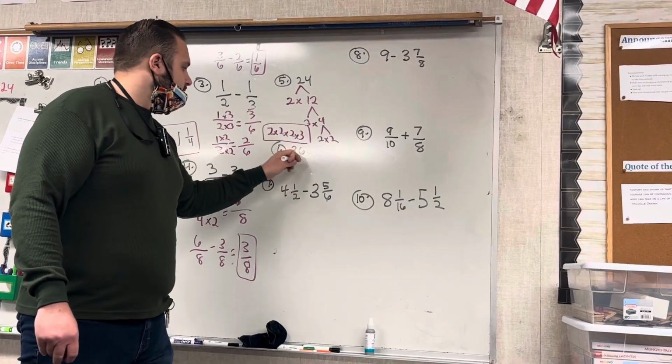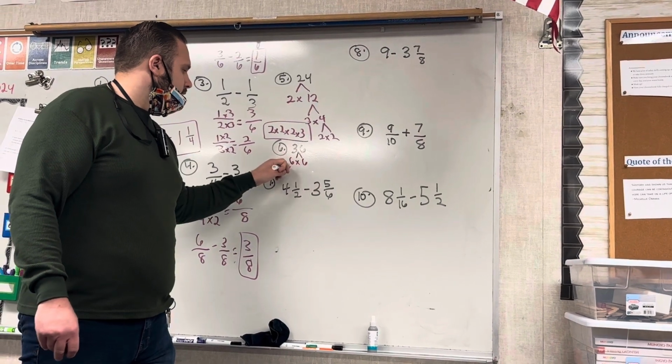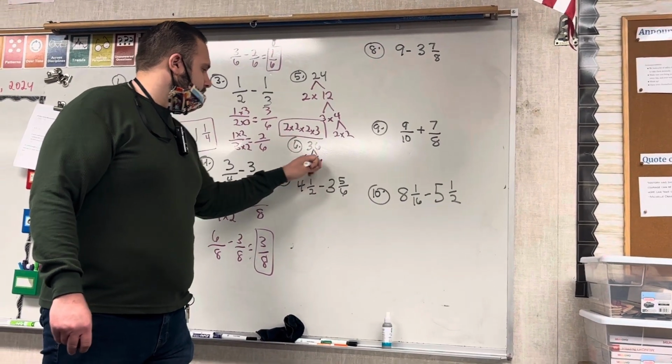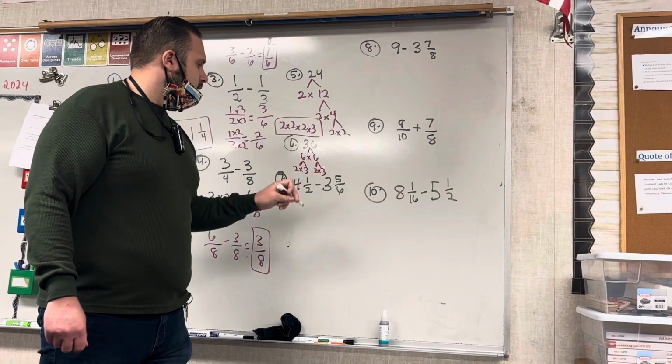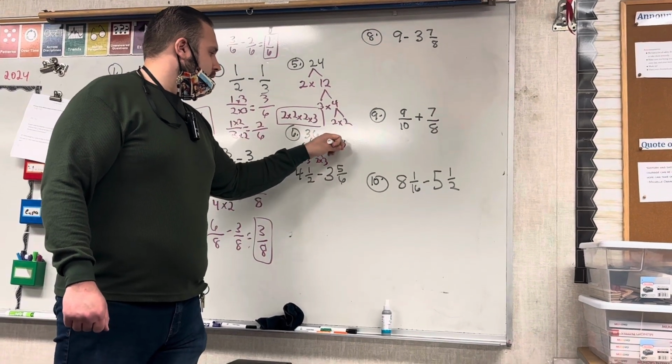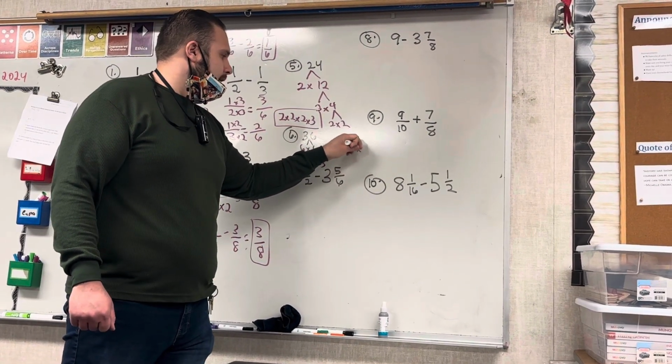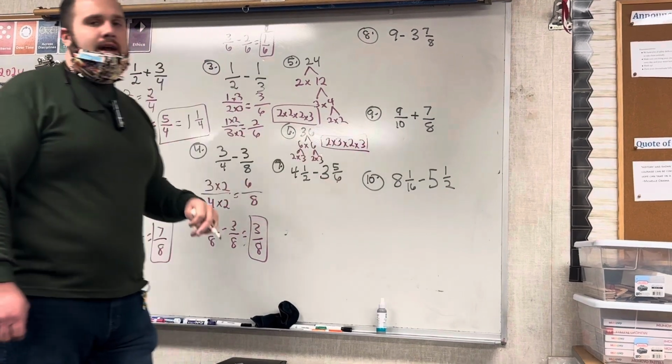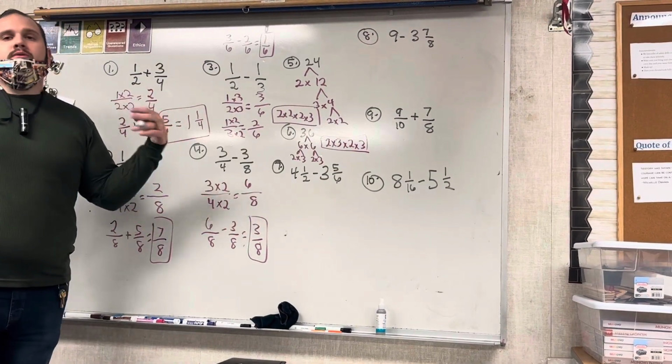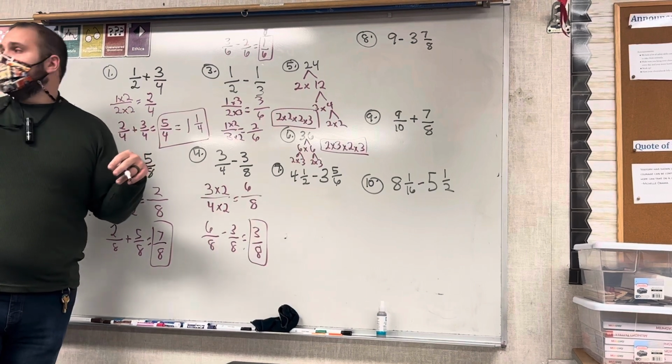Okay? 36 is 6 times 6. And you can break that up. 2 times 3. 2 times 3. So the prime factors that make up 36 are 2 times 3 times 2 times 3. And the order will not matter on the test. So you can have 2 times 2 times 3 times 3, or however you want it.